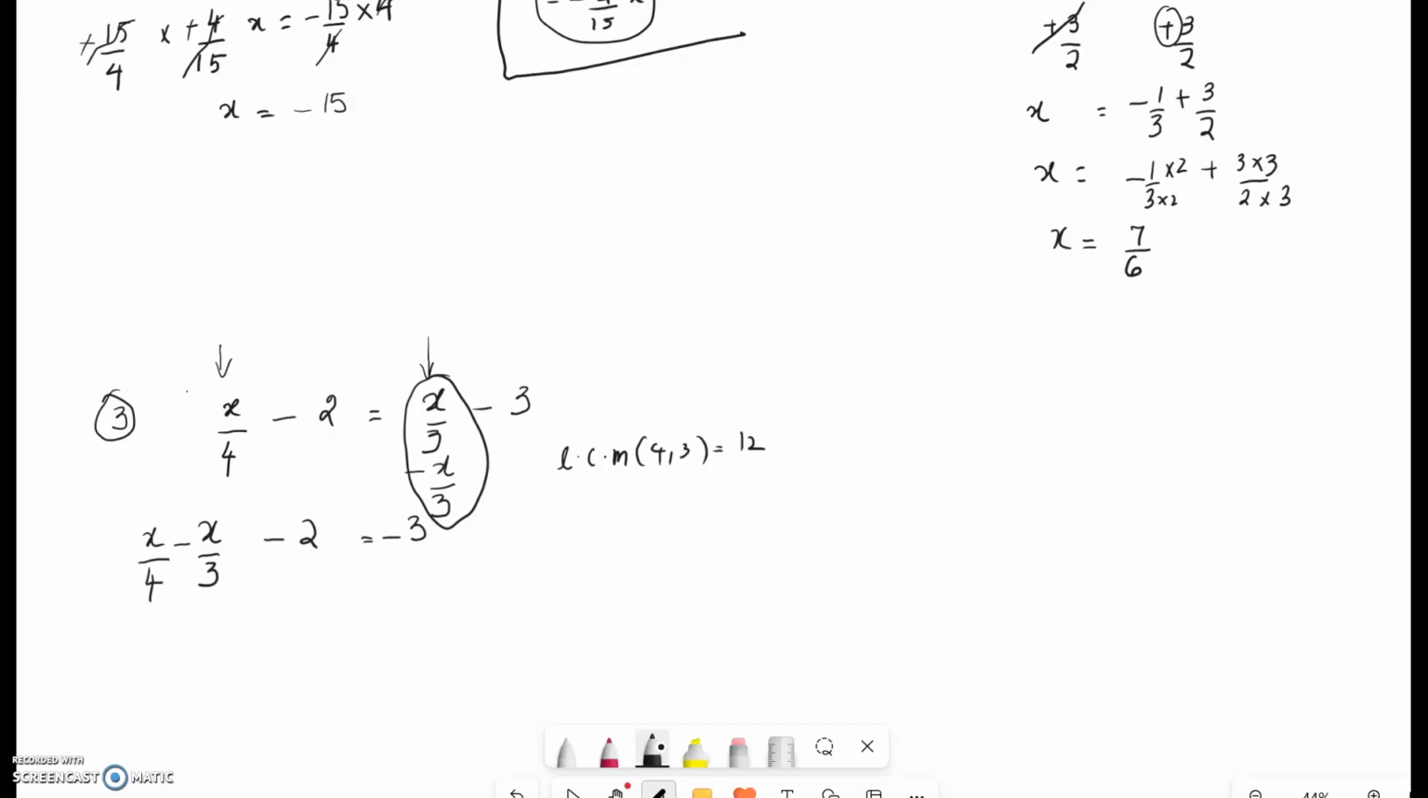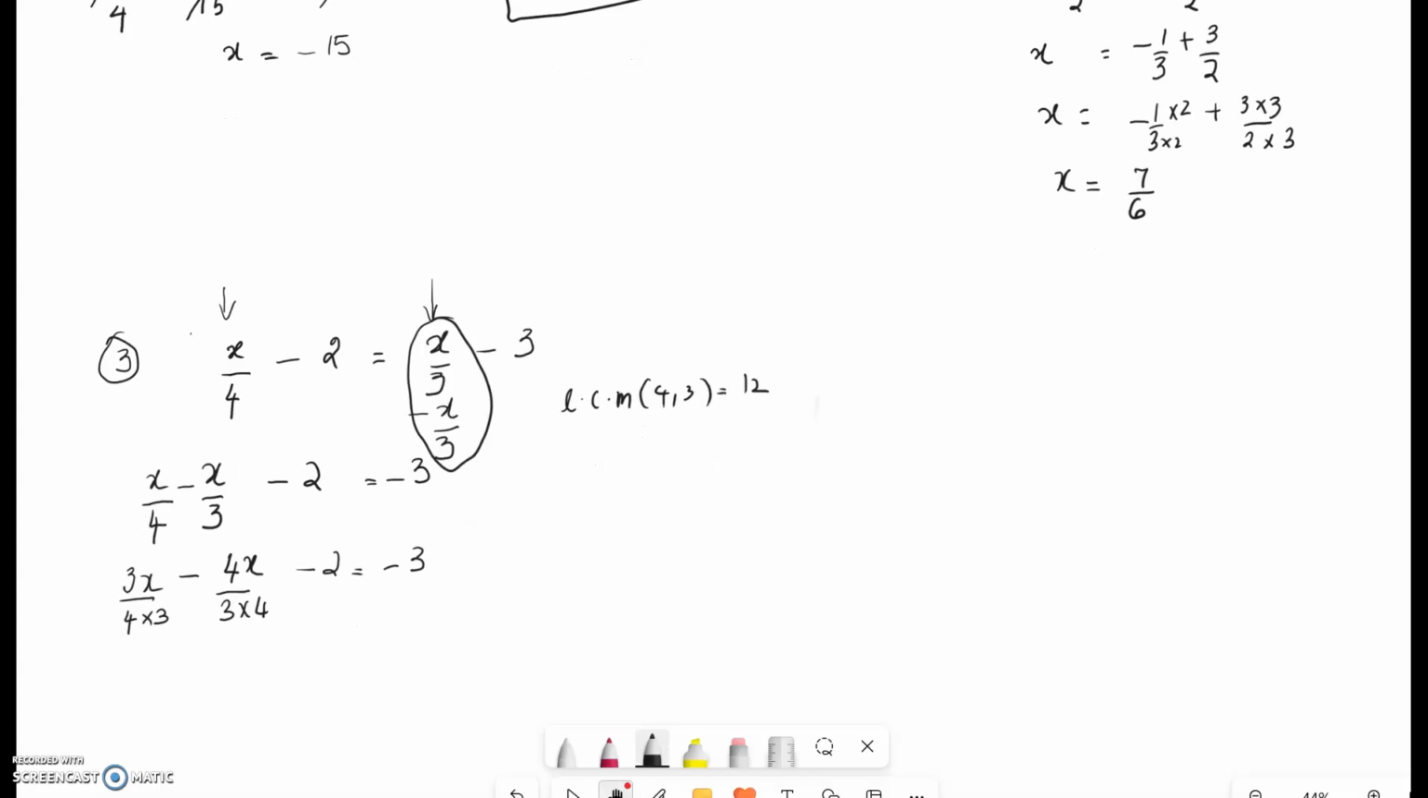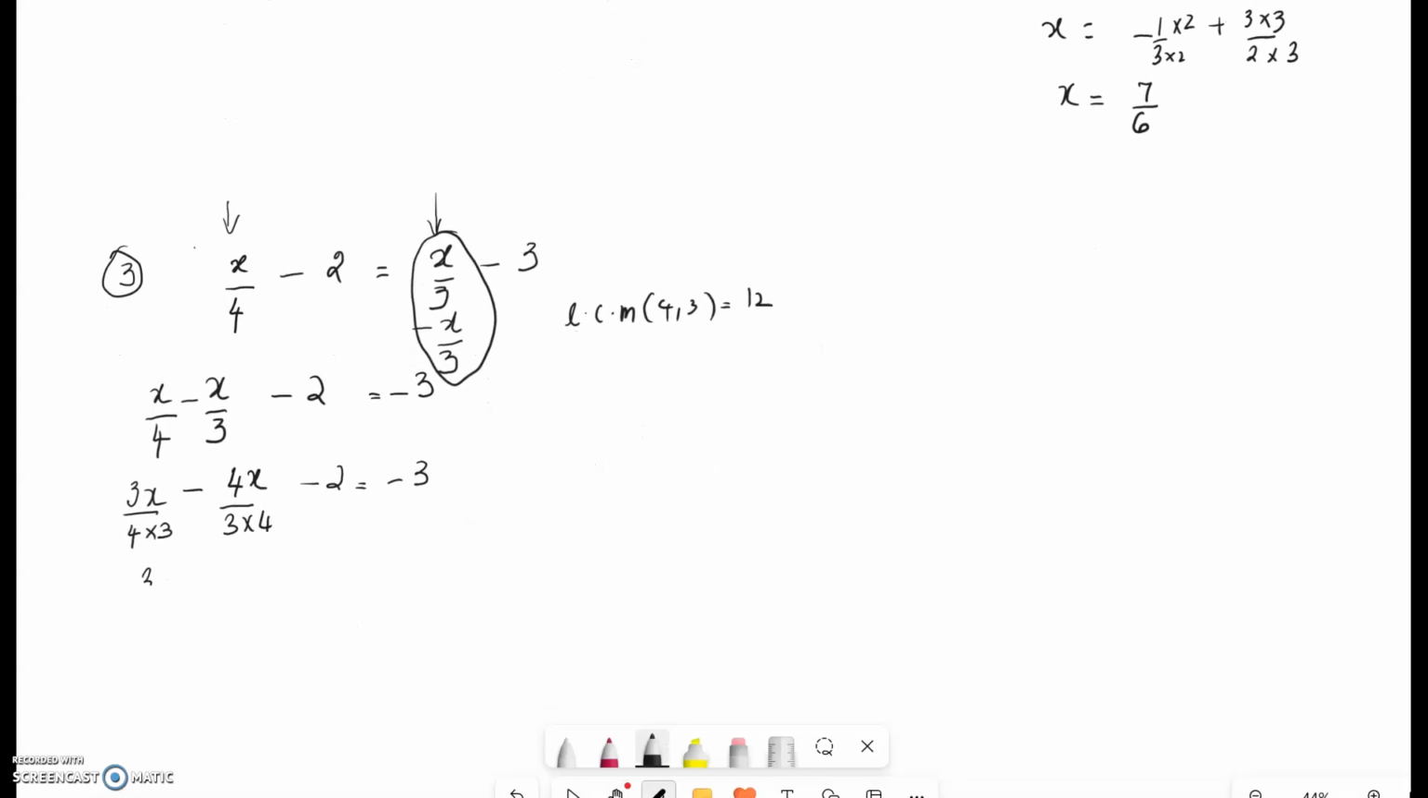So now I need to make this a 12. So I multiply the numerator and denominator by 3. I need to make this a 12. I have a 3, I multiply with a 4, and a 4 in the numerator. Minus 2 equals negative 3. So that is a 3x over 12 minus 4x over 12 minus 2 equals negative 3.